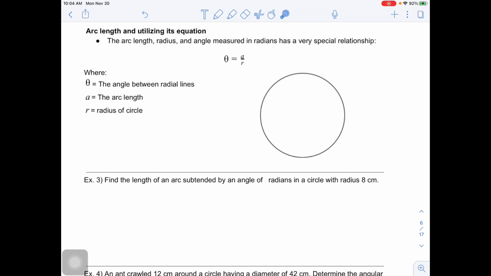So our angle, something to recognize, is the angle between the radial lines. So this is our radius, our radii. Now this angle has to be in radians. It must be in radians. If you do not convert into radians and use this equation, your whole question is going to be wrong.